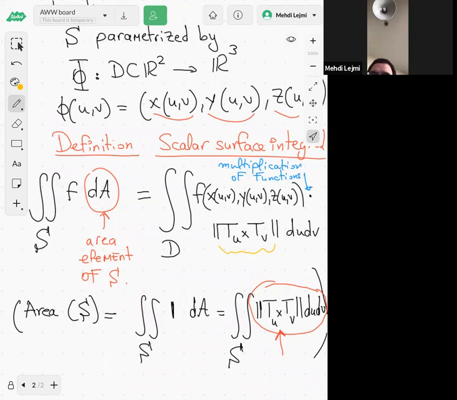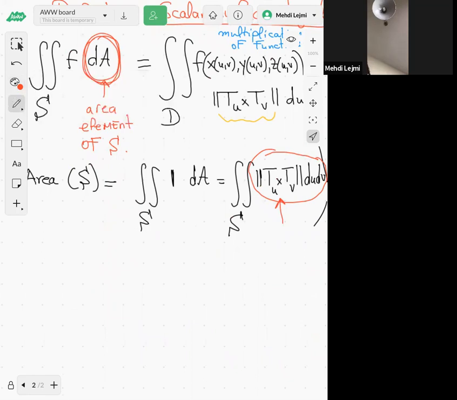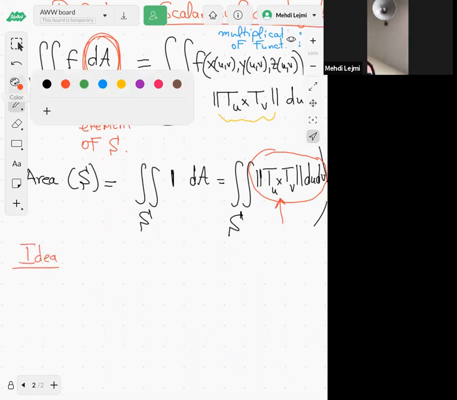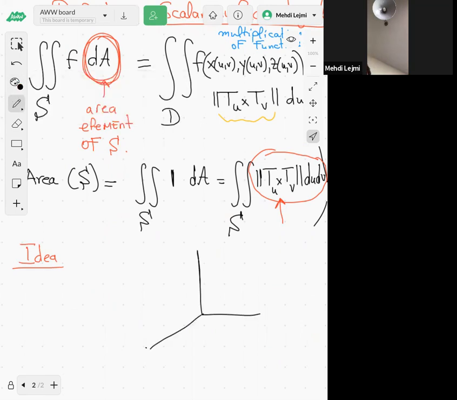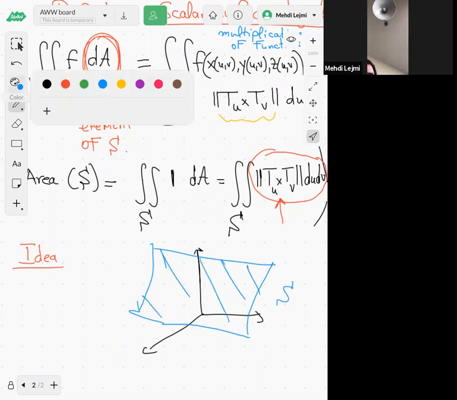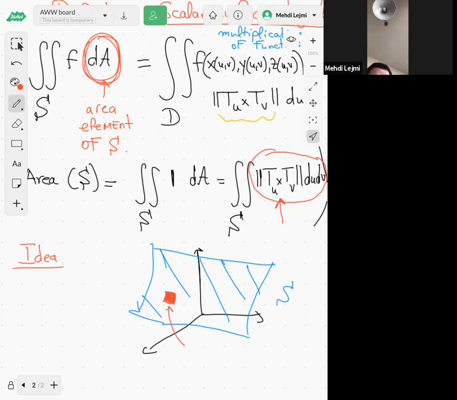You should think of this scalar surface integral as involving your area element dA of the surface S. So here's the idea: we have our surface S. This dA represents a small parallelogram on the surface S. The area of this very small parallelogram is equal to the norm of Tu cross Tv.